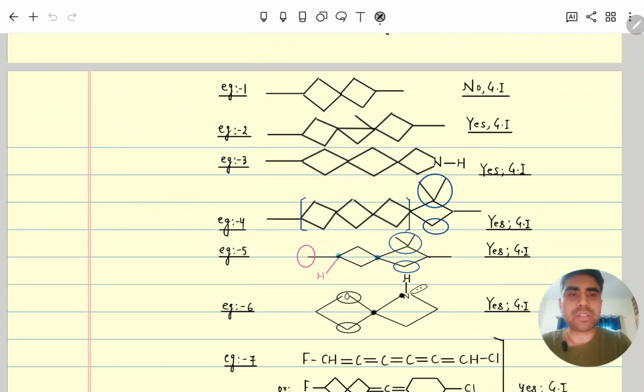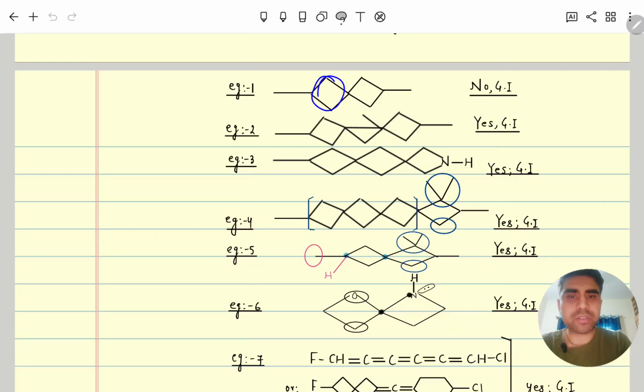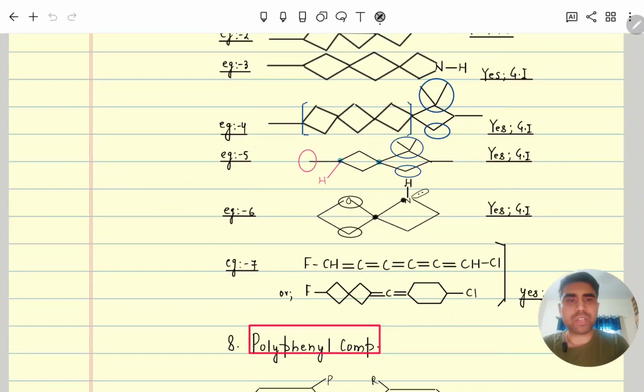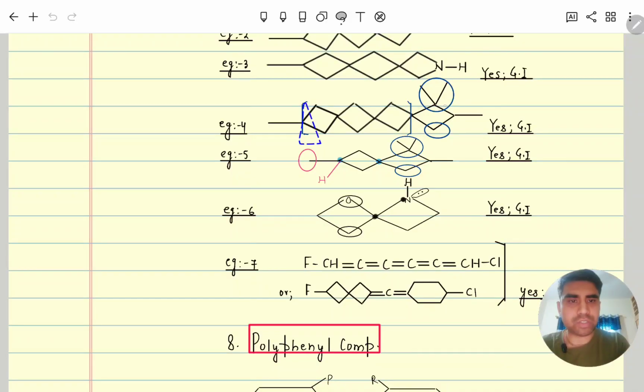Now here we can see this and this, an even number, no GI. Here odd, so with respect to this it will show GI, because PQ and RS will be in plane. Similarly with respect to this, nitrogen has a lone pair and hydrogen, and here this, so yes, GI. Similarly, if it is an even number, it cannot show GI. So with respect to this and this, it will not show GI, because if this is in the XY plane, then this will be in the YZ or ZX plane. So according to this, it is not possible.